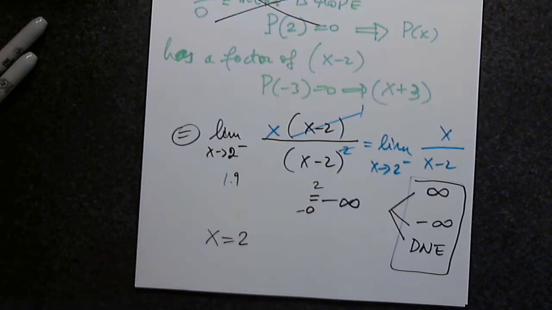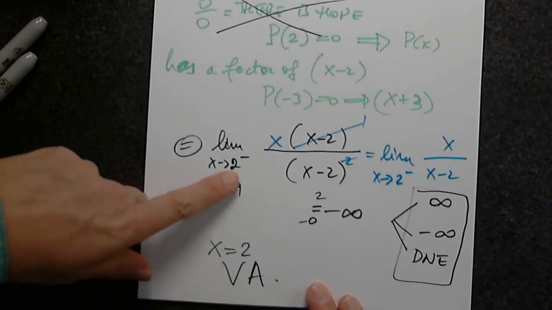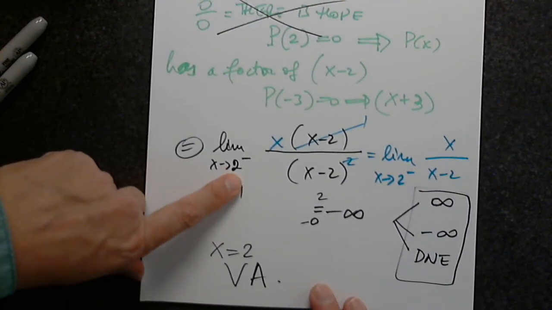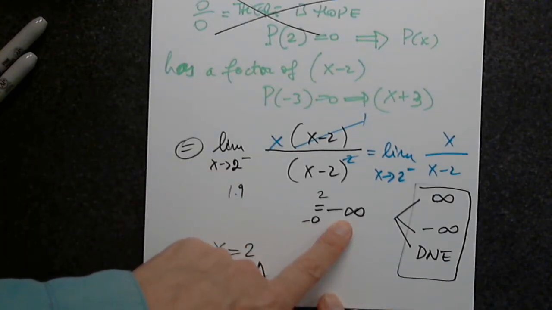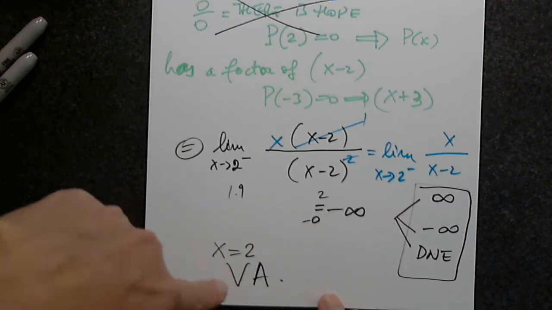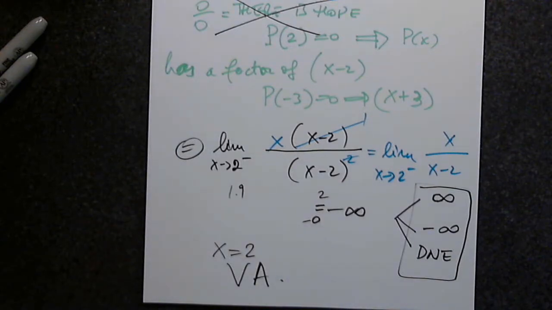What does x equals 2 represent for the original function, x squared minus 2x over x squared minus 4x plus 2? Excellent. Thank you. Notice that I did not investigate what happens to the right of 2. I don't care. If either one or both limits are plus or minus infinity, the answer is this: x equals 2 is a vertical asymptote. Any questions here? Any questions?